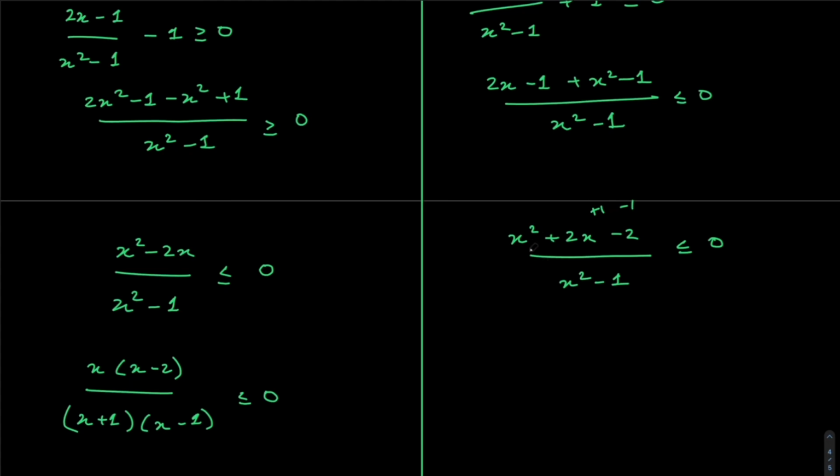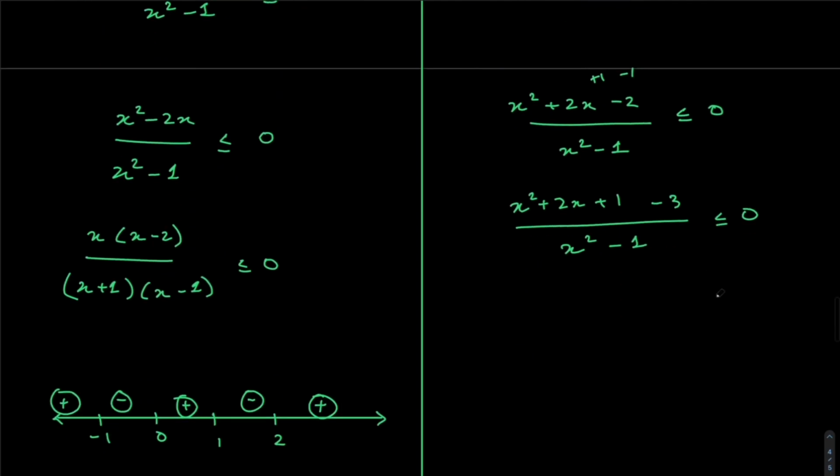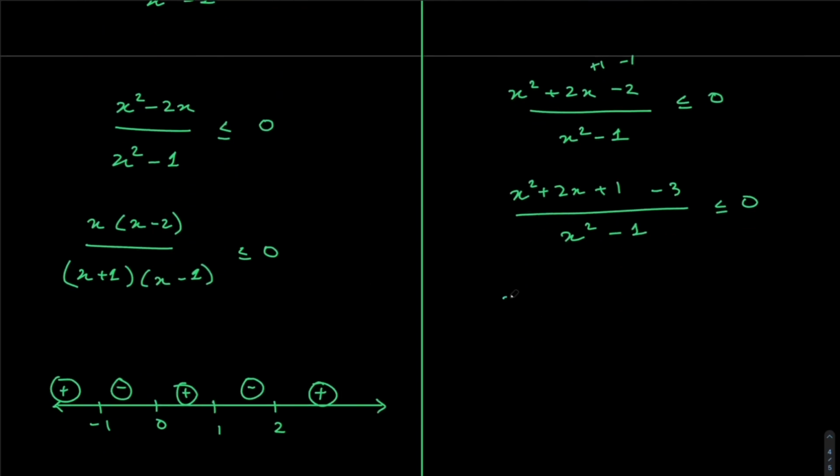That's going to give me x squared plus 2x plus 1, right? Sorry, I'm going to take a plus 1 here and give a minus 1 there. So I'm going to have x squared plus 2x plus 1 minus 3 all upon x squared minus 1 less than or equal to 0, like this. So this is going to be x plus 1 whole squared minus root 3 whole squared, right?